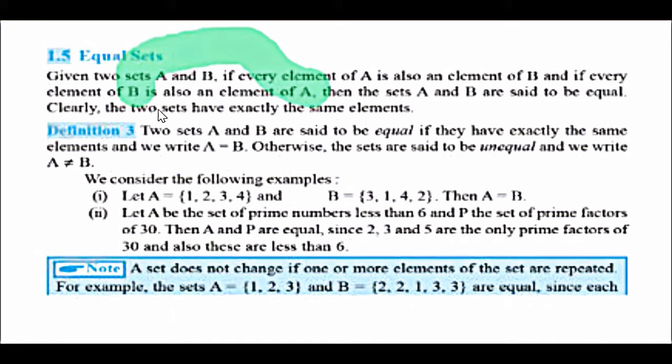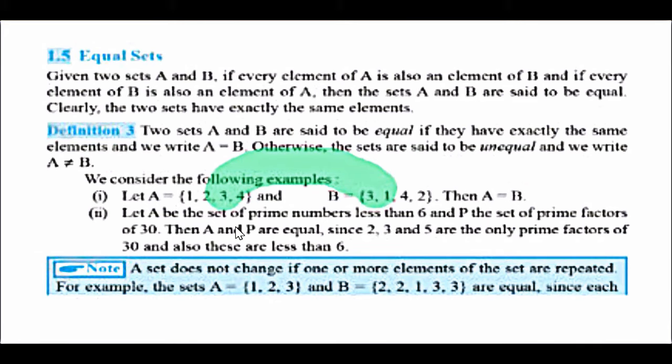And we need to understand that the sets must have exactly the same elements. So if two sets are equal, we represent them by A equal to B. Otherwise, if they are unequal, we say A not equal to B. Just consider an example: this is a set A, 1, 2, 3, 4. Again, we have a set B, 3, 1, 4, 2. We say A equal to B, because even if the arrangement is not the same, the members are equal. So 1, 2, 3, 4 or 3, 1, 2, 4, these two correspond to exactly the same set, right?